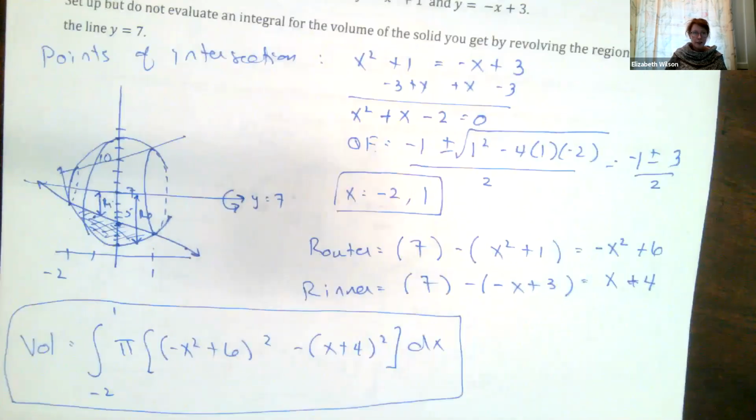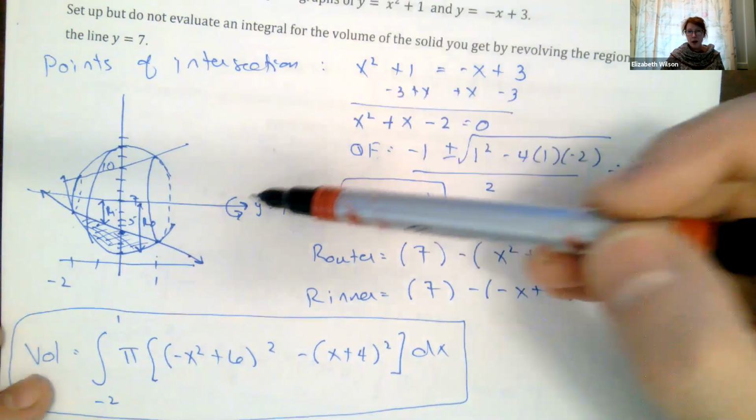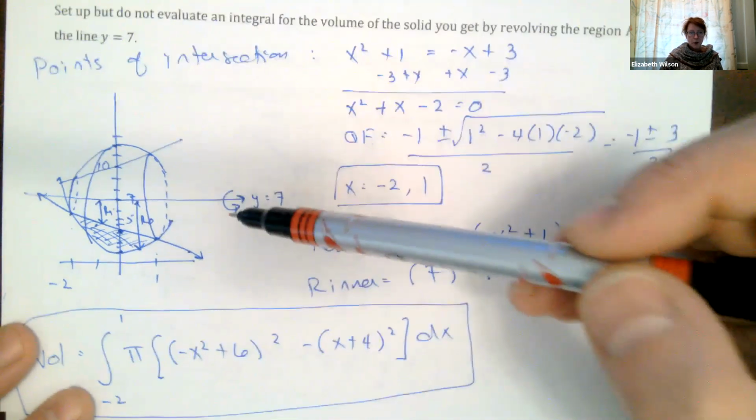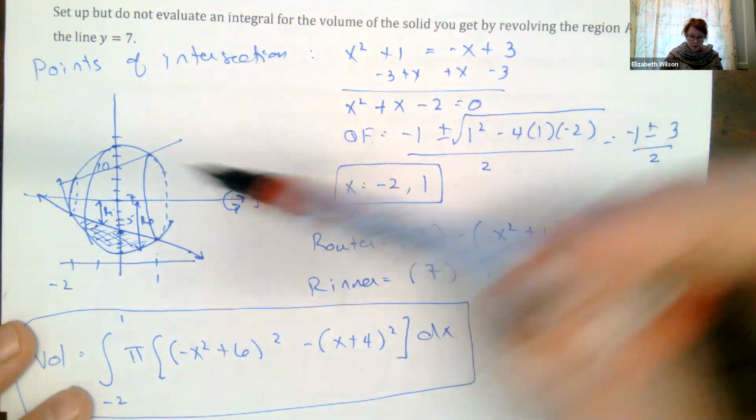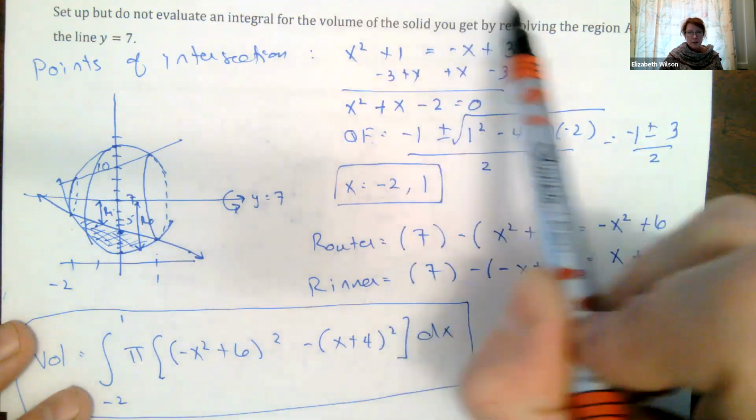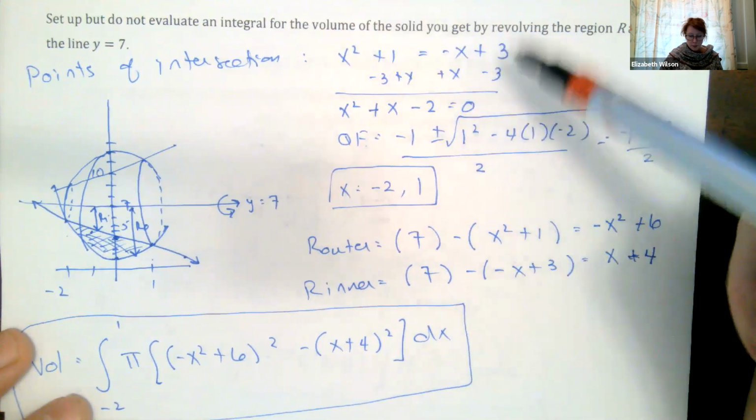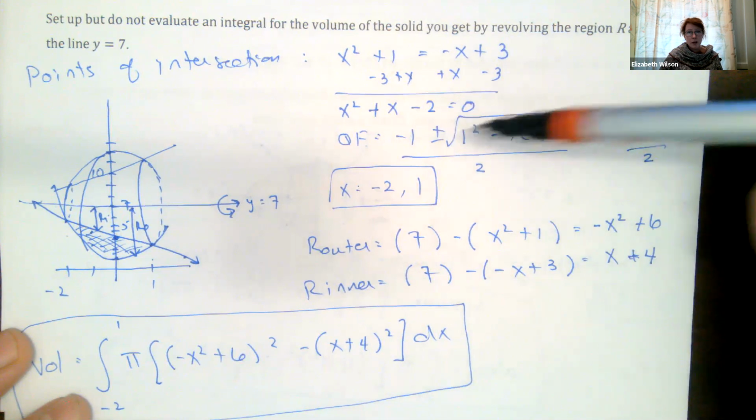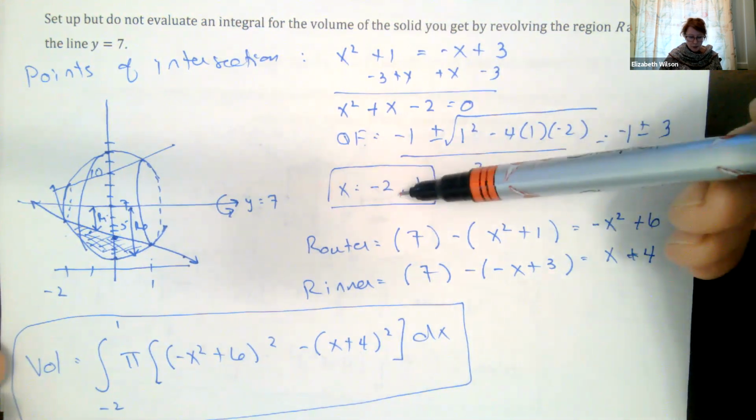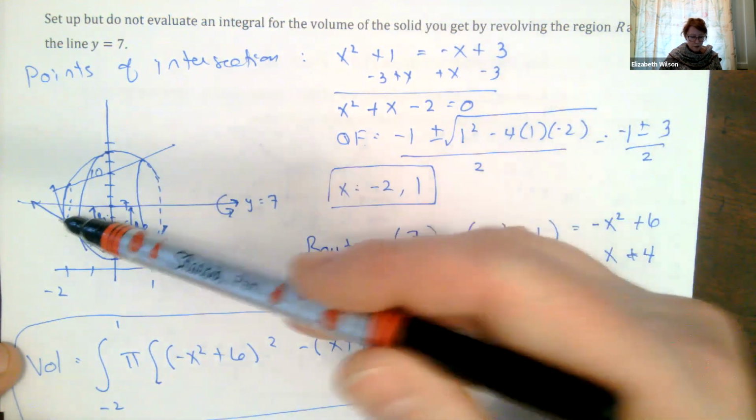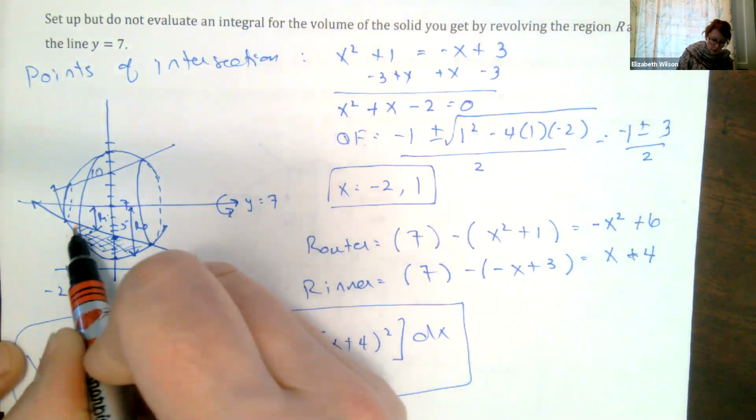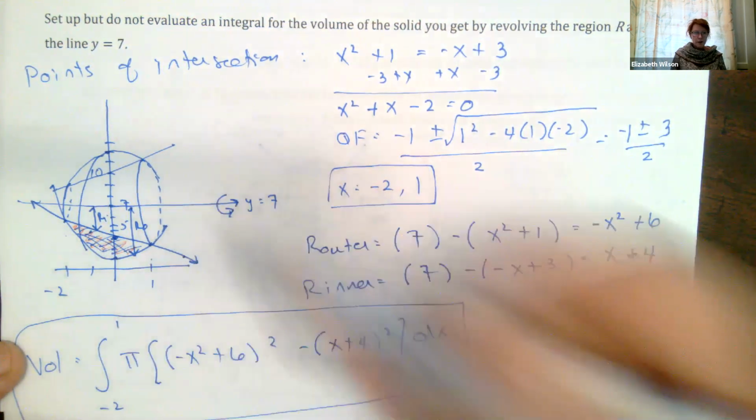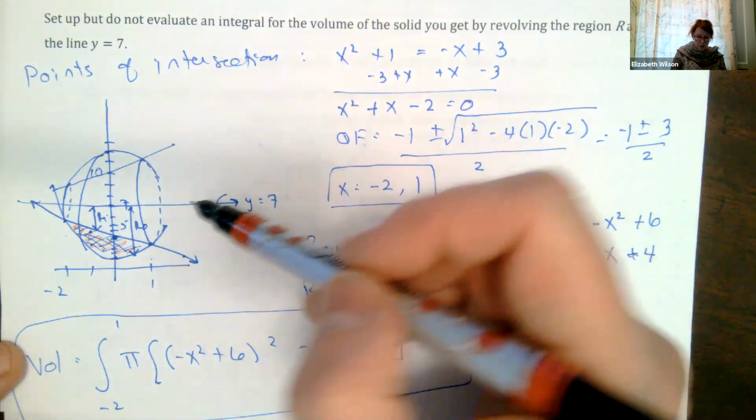Question 3, we're going around a horizontal axis, but it wasn't the x-axis, it was y equals 7. So I've got these two functions. Again, we don't have bounds of integration, so I have to set the two functions equal. I get a quadratic. I use the quadratic formula. I found x is equal to -2 and +1 as my points of intersection. So I've got this here that's going to go around the axis y equals 7.